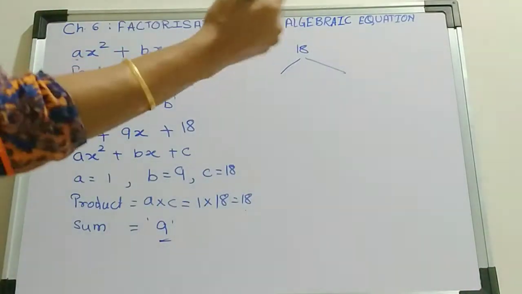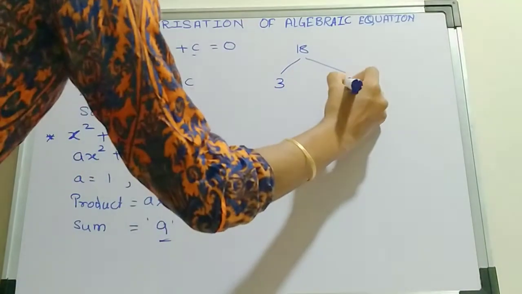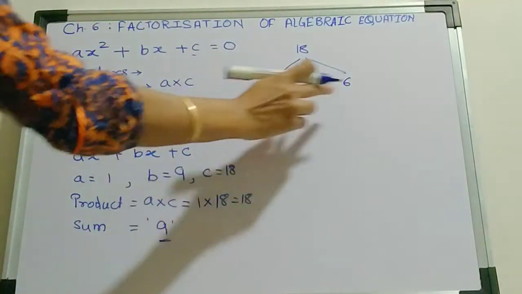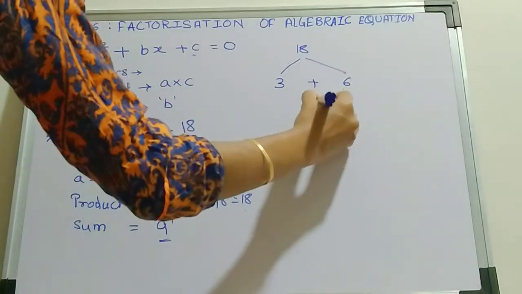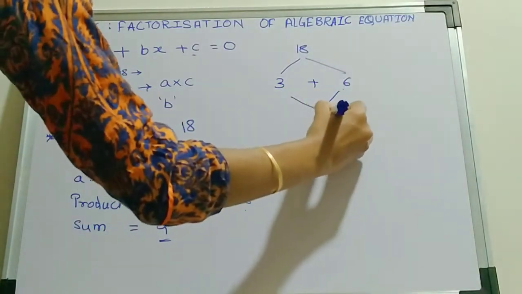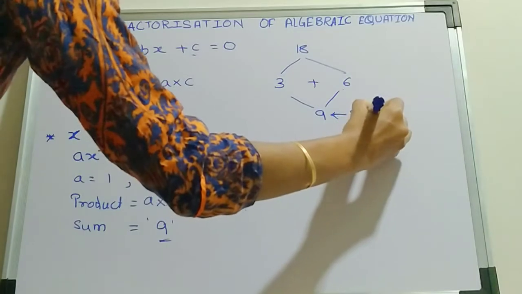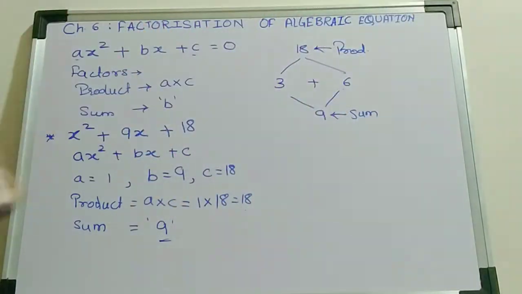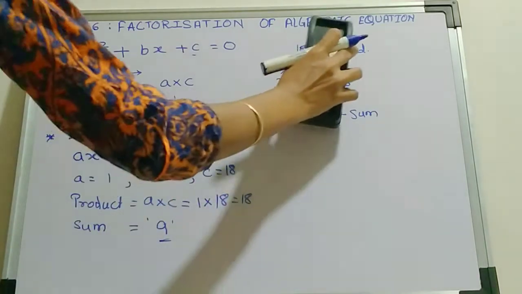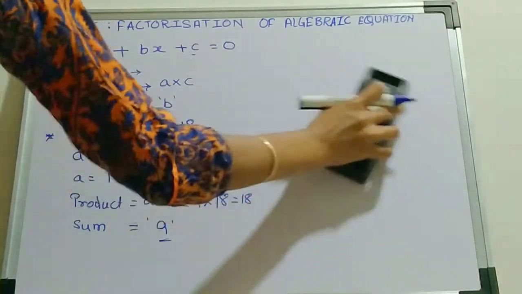Next, 3 6s are 18. Correct? 3 6s are 18. My product is 18 and their sum is 9. Correct? This is the sum and this is the product. So I can write these two factors 3 and 6. So how to write that now? I will erase this part now.